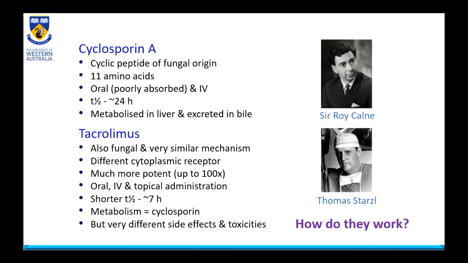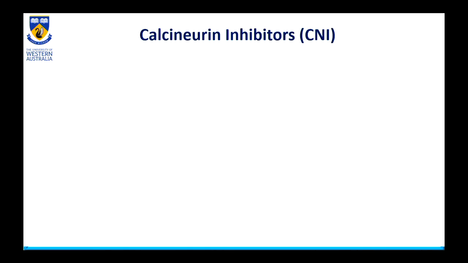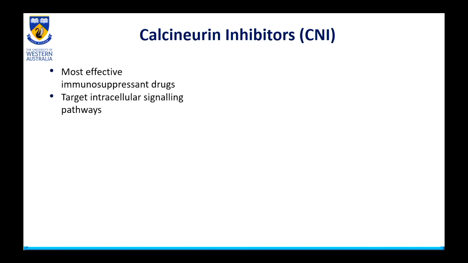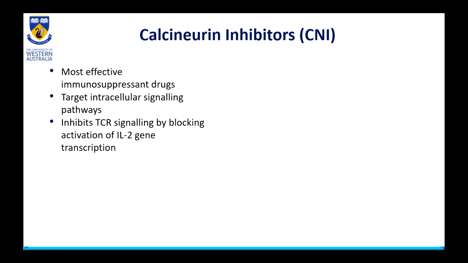So how do cyclosporin A and tacrolimus work? So they're the most effective immunosuppressant drugs. But what they do is they target intracellular signaling pathways. And what they do is they inhibit the T-cell receptor signaling by blocking activation of the IL-2 gene transcription.